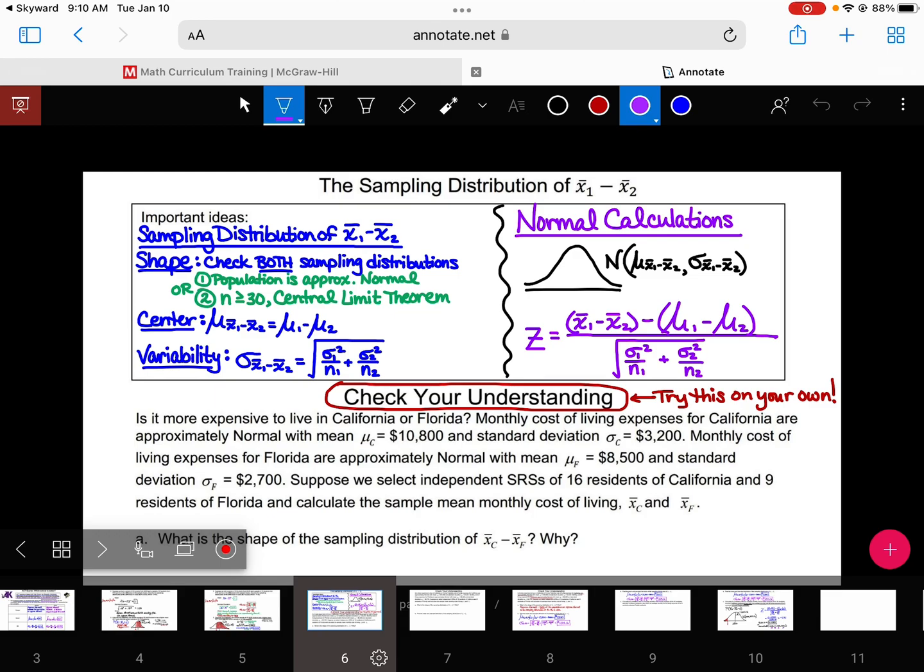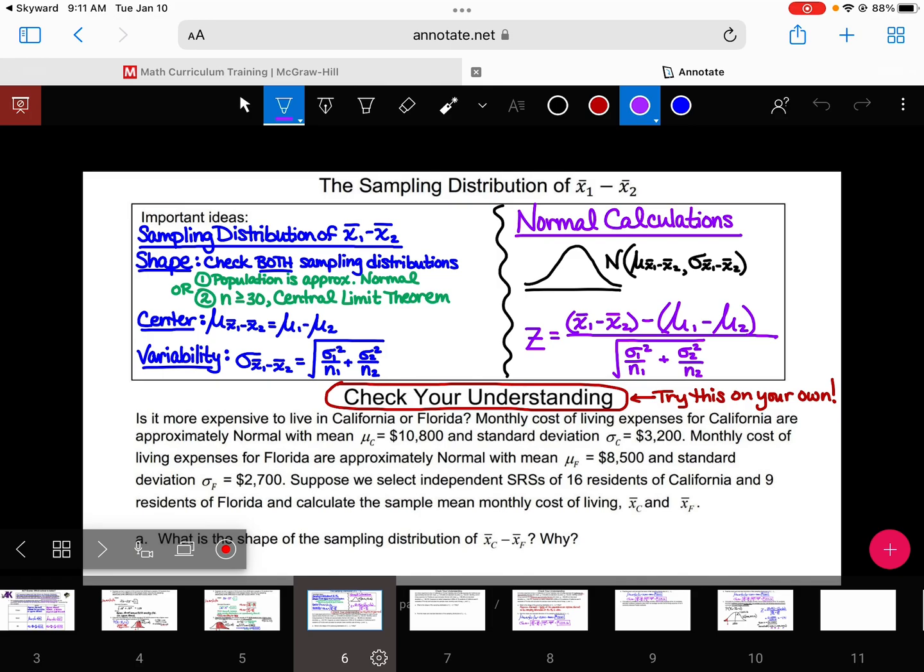So down in the check your understanding, we want to determine whether it is more expensive to live in California or Florida. So we are subtracting these two means. We're doing the sampling distribution of the difference of these two means. And the first thing I want to know is, what is the shape of the sampling distribution?